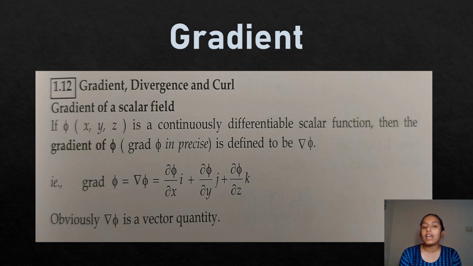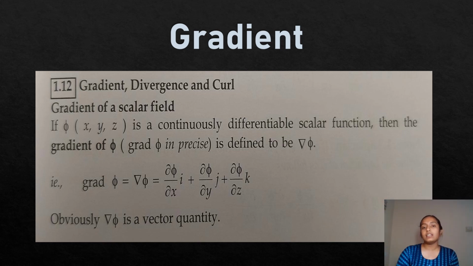multiplied with the i cap, plus partial derivative of phi with respect to y multiplied with the j cap, and partial derivative of phi with respect to z multiplied with k cap is considered as grad phi, which is short for gradient of phi.